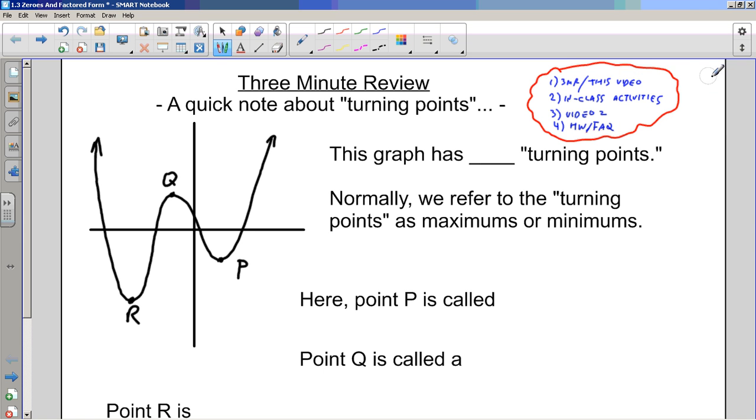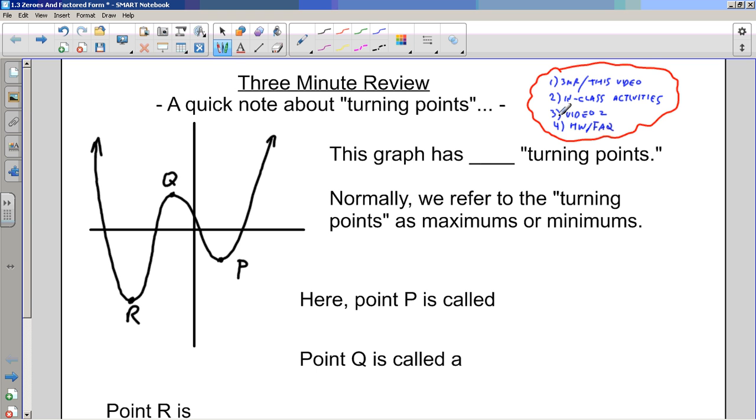Welcome, functions folks. We're on lesson 1.3, which is the lesson on zeros and the factored form. We got another sort of weird setup today where we're doing a lot of learning in class, but that's okay. We'll sort this all out.